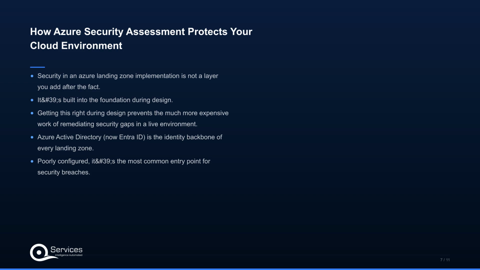The key decisions: how you synchronize on-premise Active Directory to Entra ID, how you structure RBAC roles, and how you govern external identities like contractors and partners. These decisions are much easier to get right during landing zone design than to fix after workloads are in production.